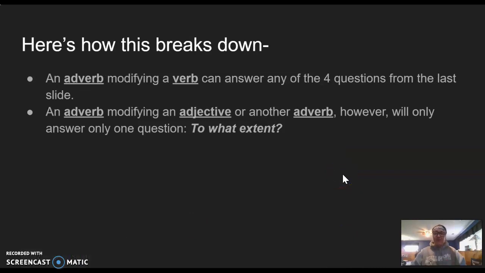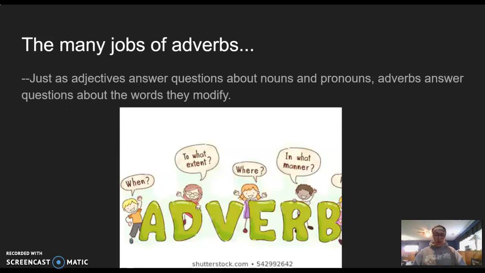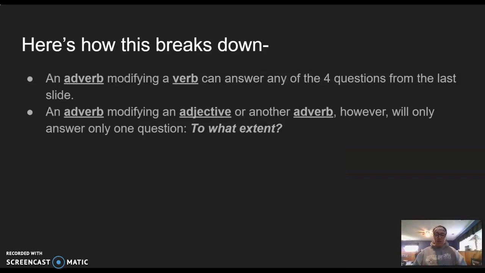So here's how this breaks down. It's very simple if you remember it this way, because you won't get mixed up knowing whether this adverb is describing an adjective or a verb or another adverb. You'll know because an adverb modifying a verb can answer any of the 4 questions from the last slide. So it can tell you when, to what extent, where, or in what manner. An adverb modifying an adjective or another adverb, however, will only answer one question, and that is to what extent. So if you see this question being answered, you know right away that the adverb is modifying an adjective or an adverb, and that's something you'll have to identify going forward on a quiz or assignment.